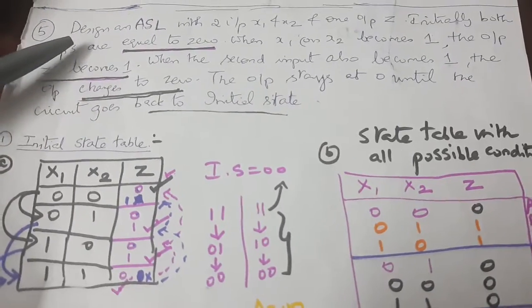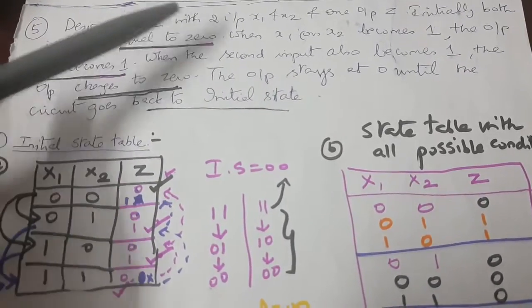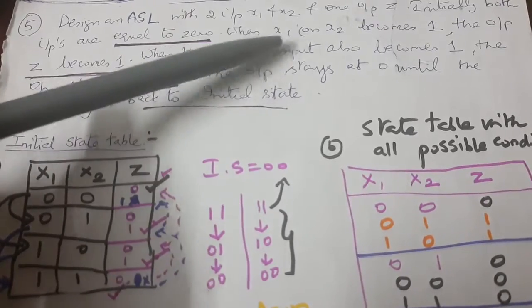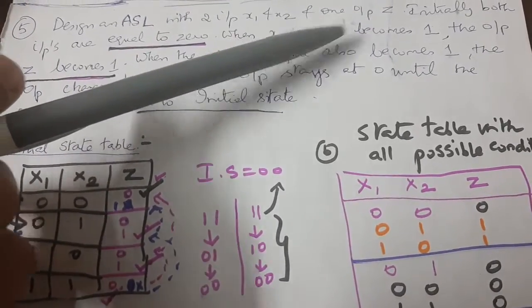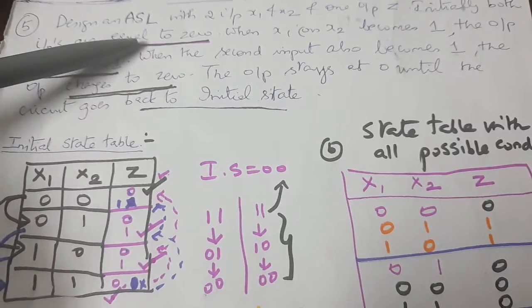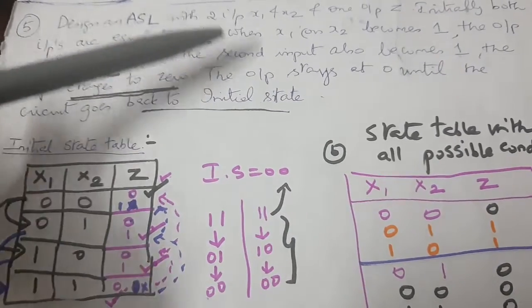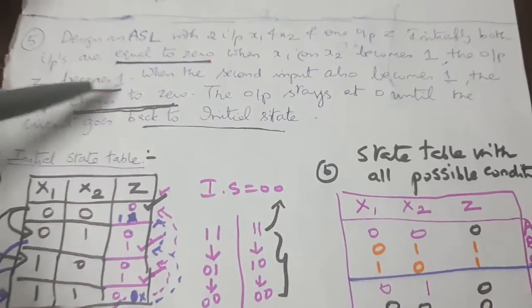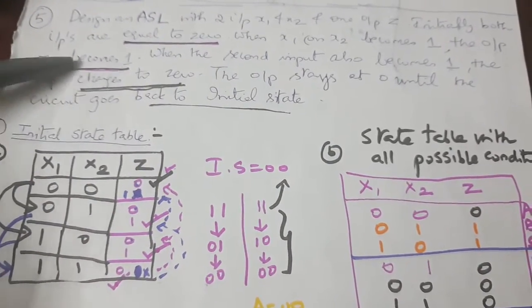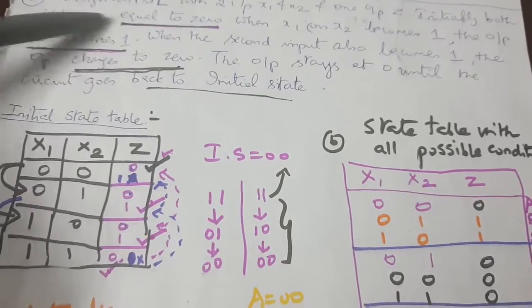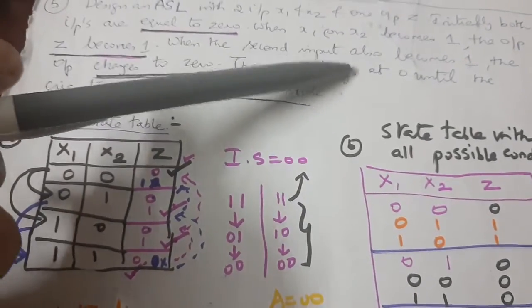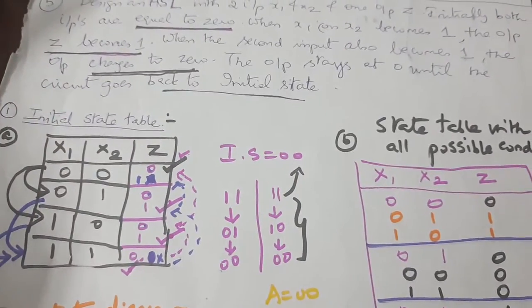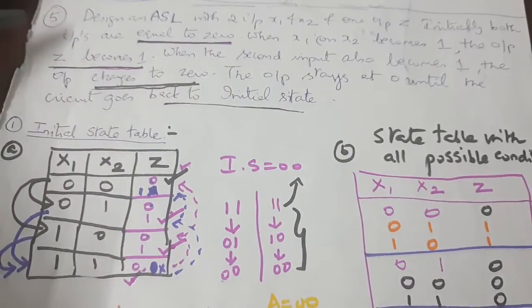The problem statement is given. Design an ASL circuit with two inputs x1 and x2, one output z. Initially both the inputs are equal to 0. When x1 or x2 becomes 1, the output will go to 1. That is the meaning of becomes 1. When the second input also becomes 1, the output changes to 0.